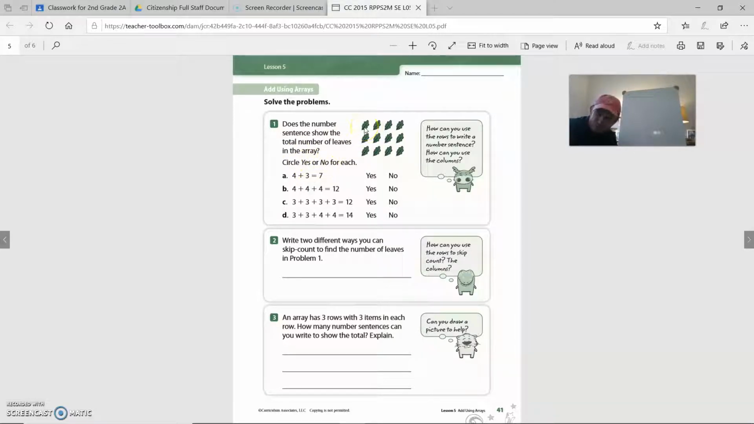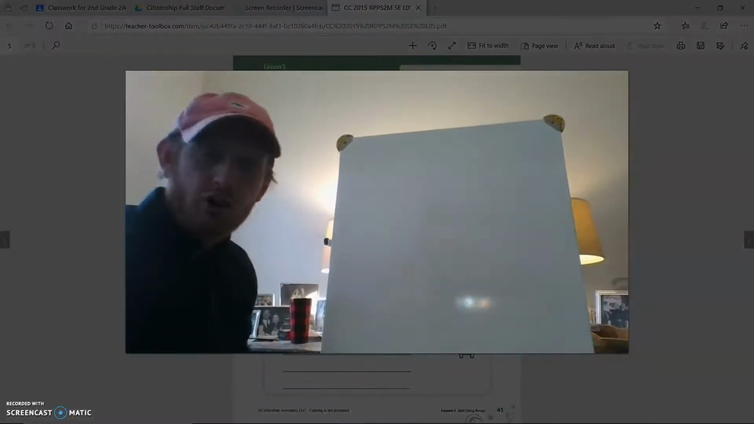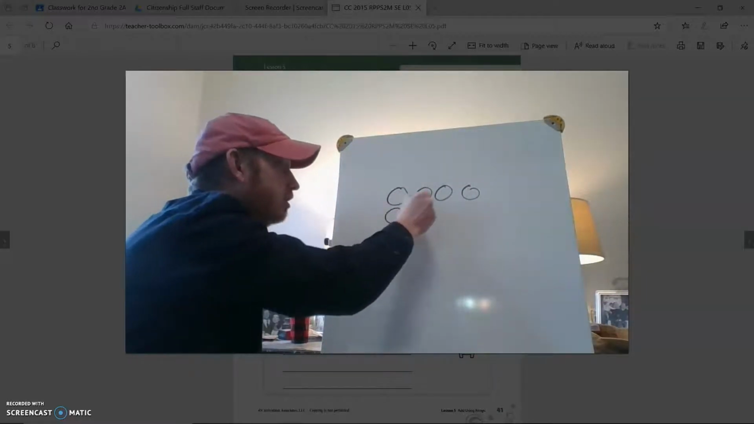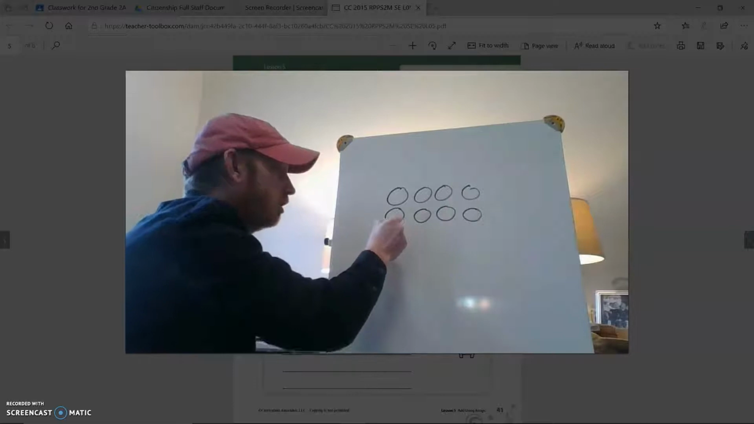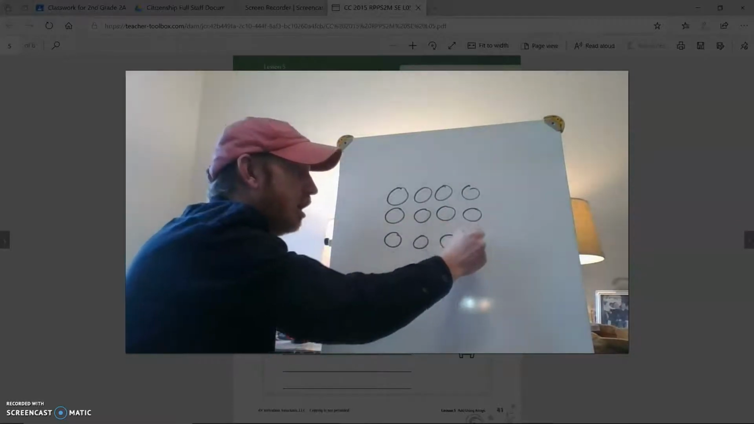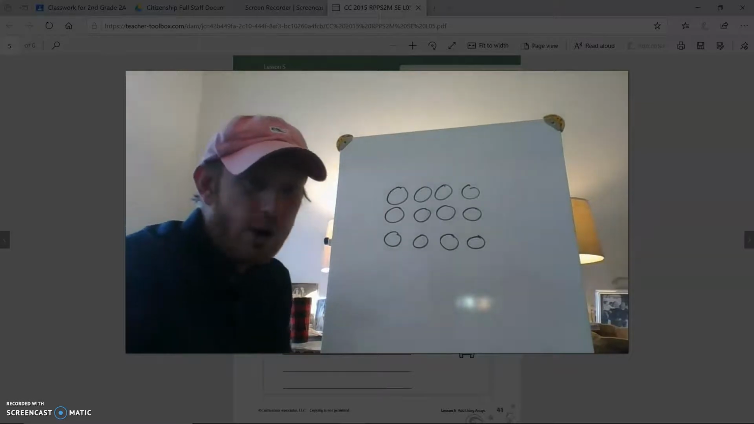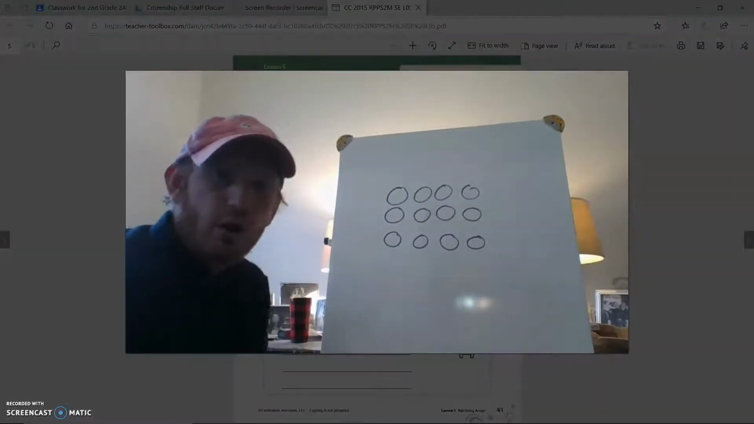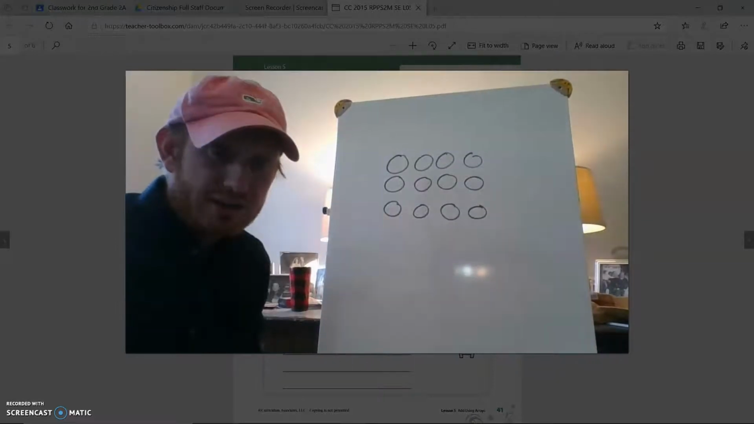Well, let's see. We have 3 rows, 1, 2, 3. And we have 4 leaves in each row, 1, 2, 3, 4. So I'm going to redraw the picture. 1, 2, 3, 4. 1, 2, 3, 4. 1, 2, 3, 4. So now our picture matches their picture. And now we're going to find out, using this array, what are the different math equations that we can make?